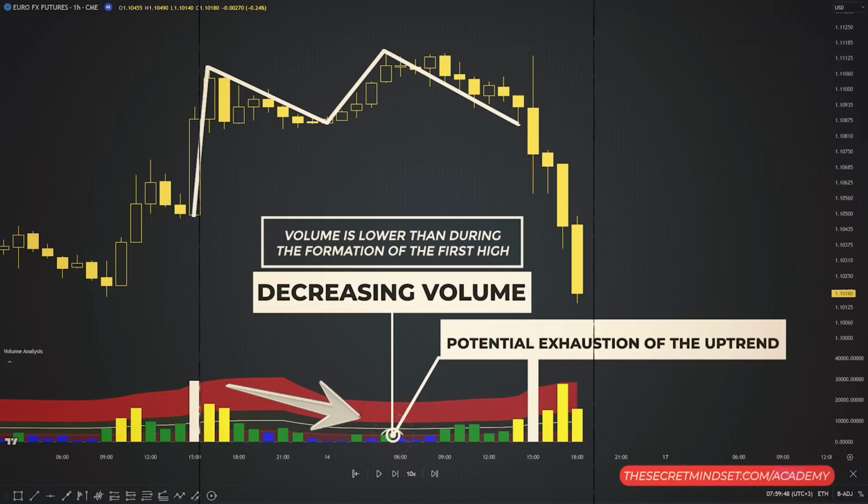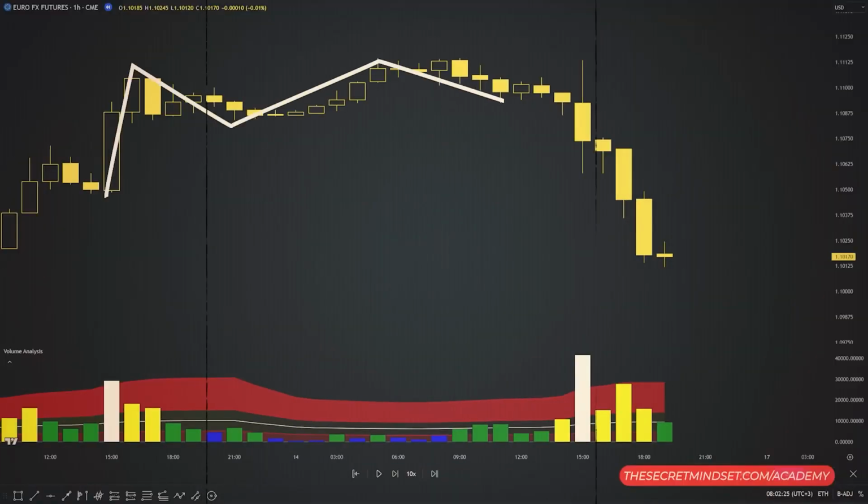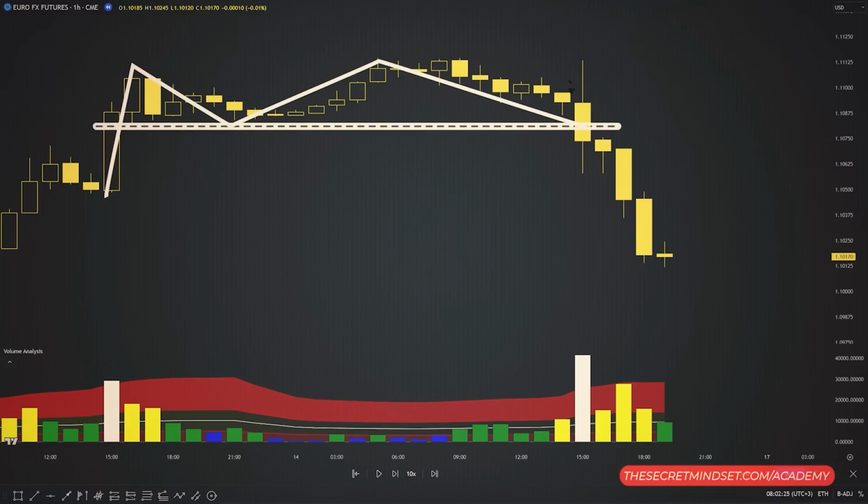It suggests that fewer traders are willing to buy at higher prices. This volume decline acts as a warning sign, suggesting a weakening trend. The liquidity run on low volume is another sign that something is suspect. The most critical phase of the double top formation is when the price breaks below the neckline.